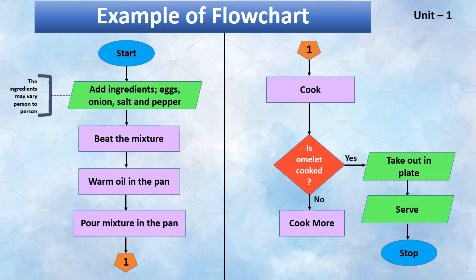Then we have to cook more. And again we have to check, is our omelette cooked or no? But here we are going to crisscross the lines. And to avoid this crisscross, what do we do? We use a connector symbol to join multiple lines here. I hope that you have learned all the flowchart symbols by using this example.